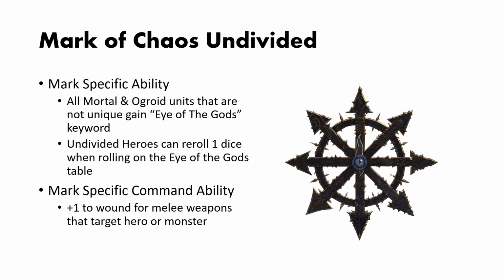Moving on to the undecided of the Chaos, we have the Mark of Chaos Undivided. The specific abilities for Chaos Undivided is all mortals and ogroids gain the Eye of the Gods keyword, which is important to getting buffs from that table, and Undivided heroes can re-roll one dice when rolling on the Eye of the Gods table. On the next slide, I will go over the various buffs and bonuses you can get from the Eye of the Gods table, and the fact that you can reroll really gives you a lot of control over the power that you can receive.